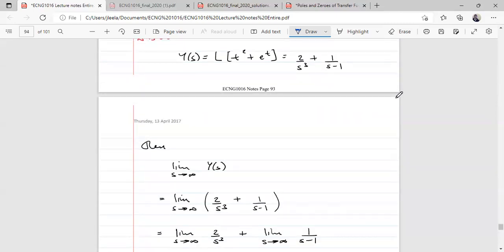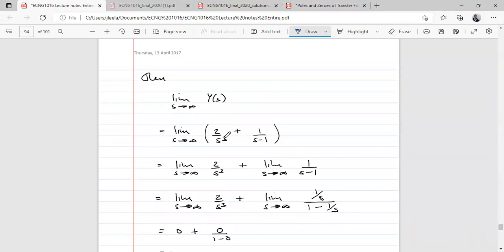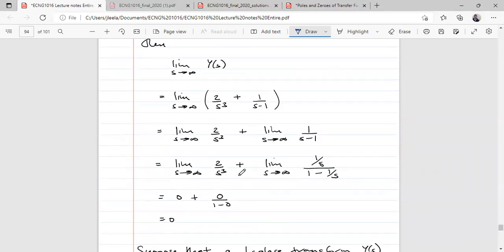So now the limit of s approaching infinity of Y(s) will be the limit of 2 over s cubed plus 1 over s minus 1. So we break this up using linearity: the limit of s approaching infinity of 2 over s cubed plus the limit of s approaching infinity of 1 over s minus 1. Of course, the limit of 2 over s cubed as s approaches infinity will be 0.